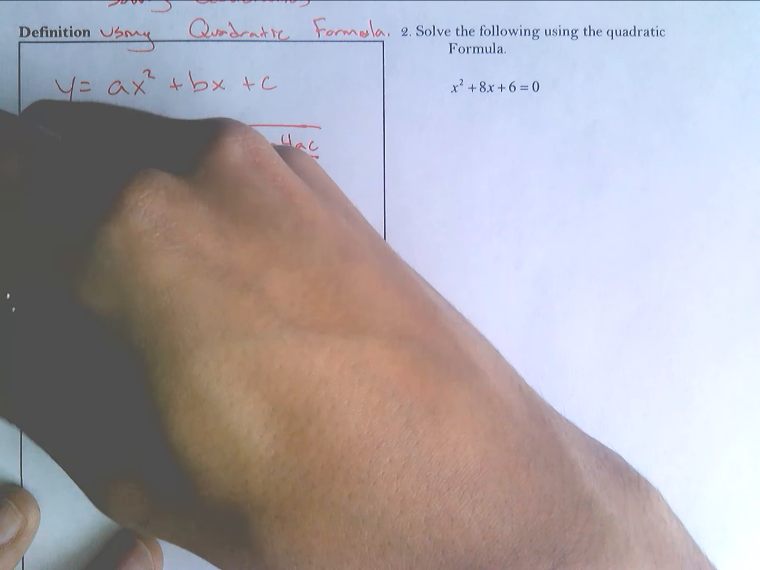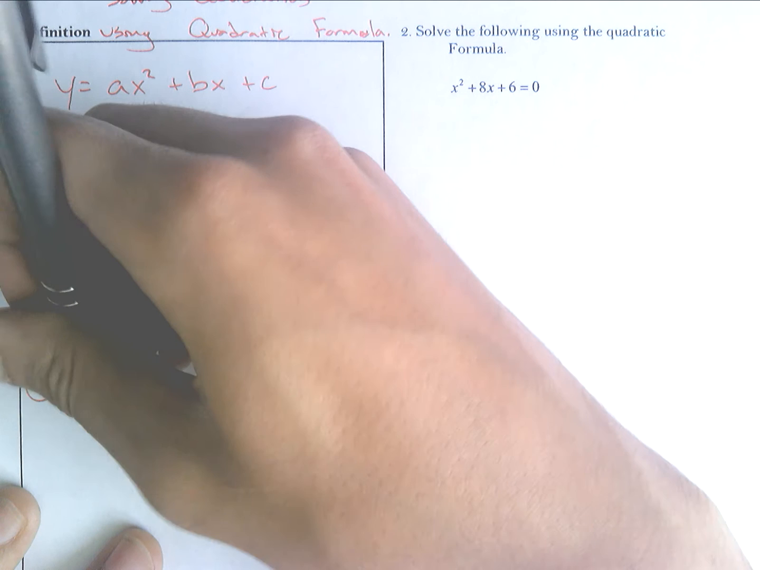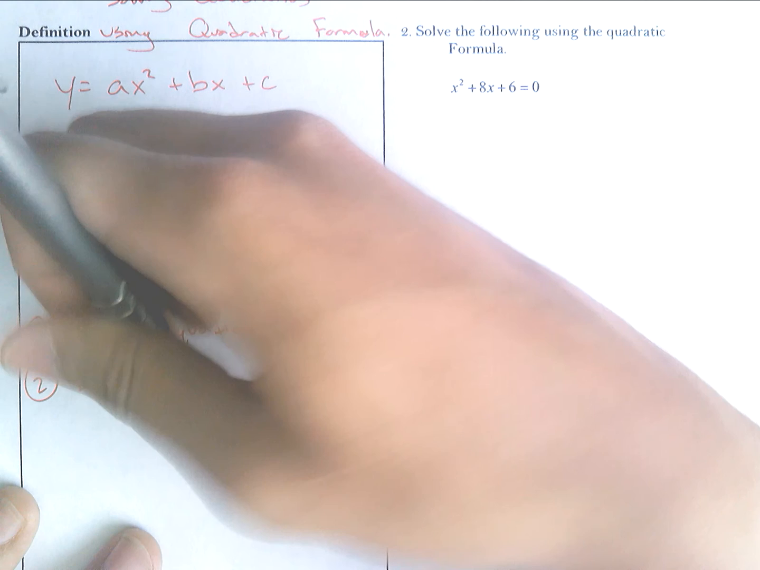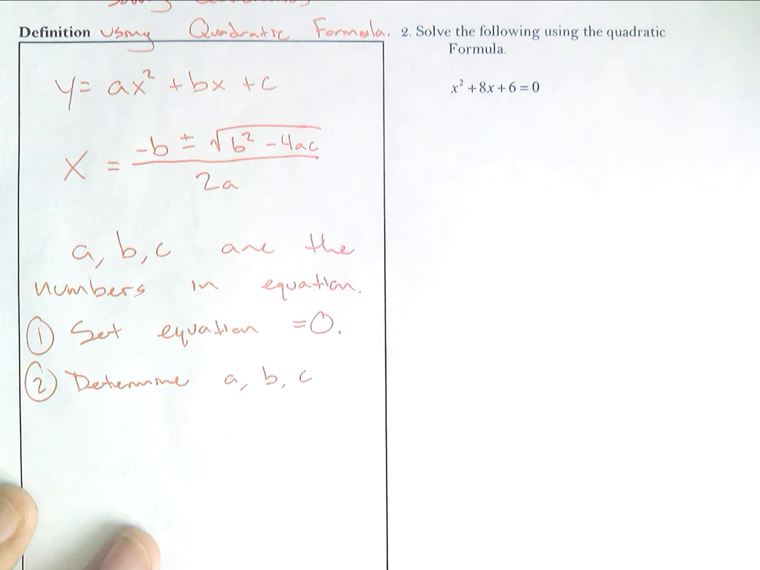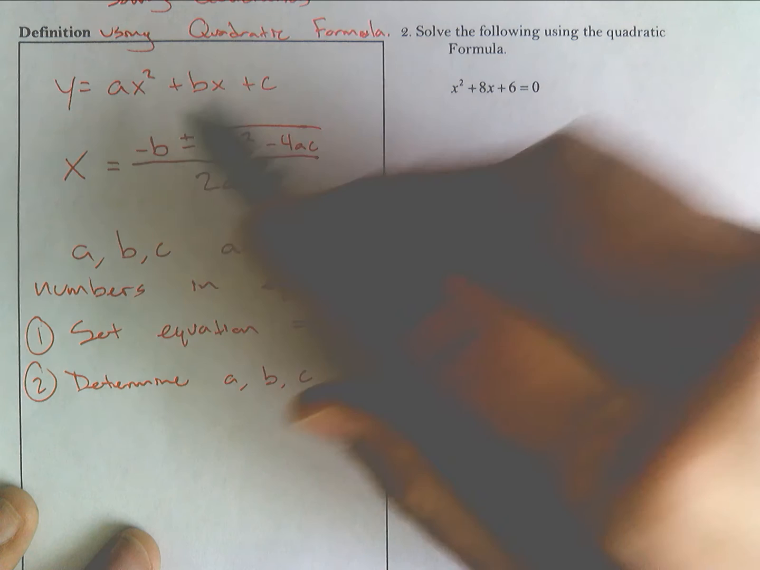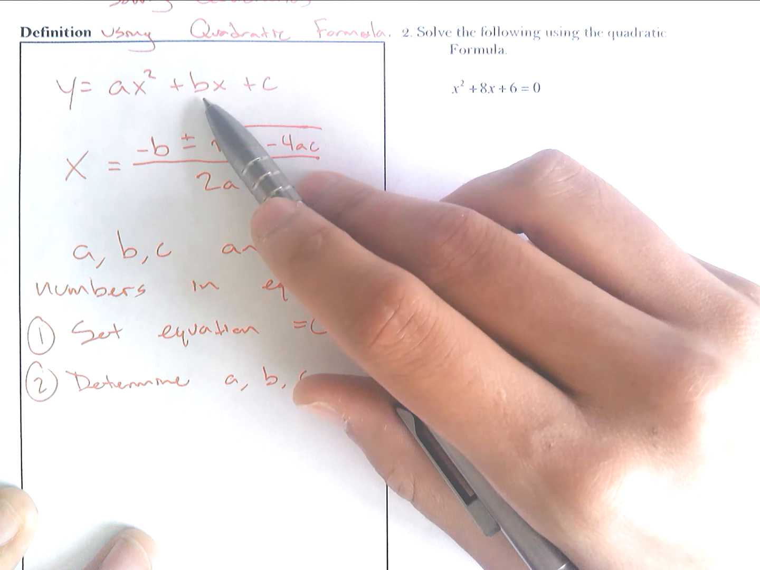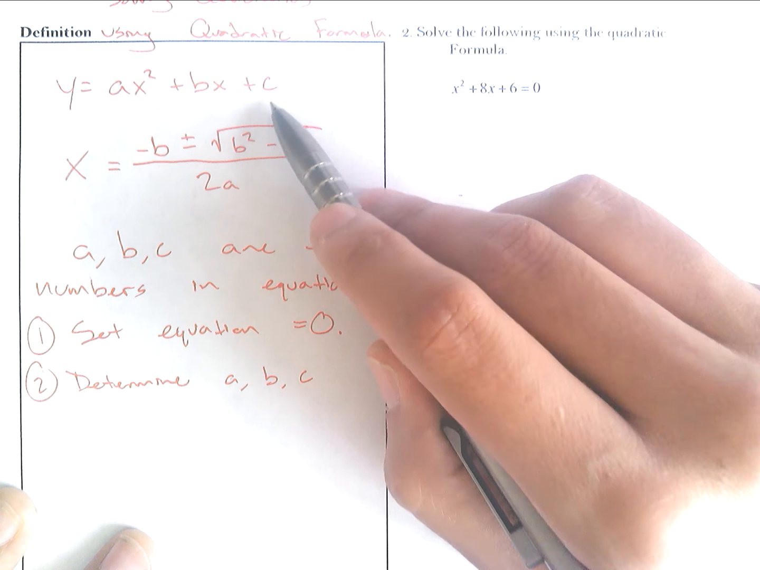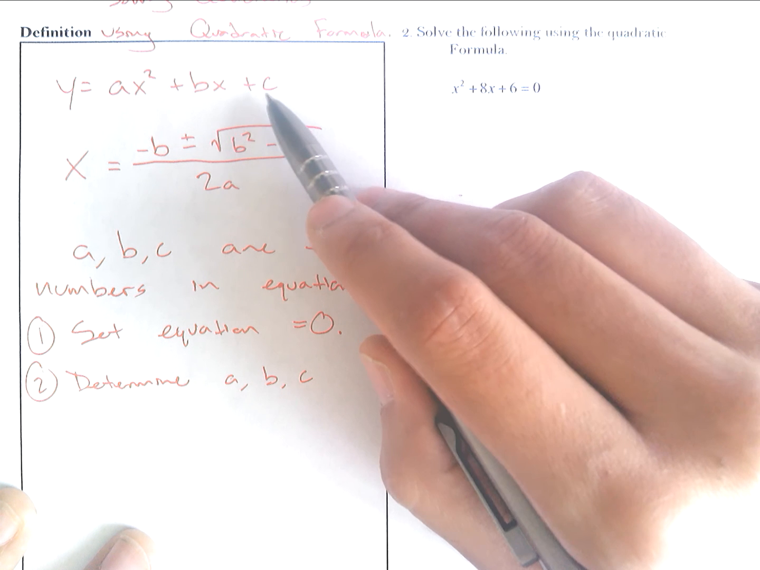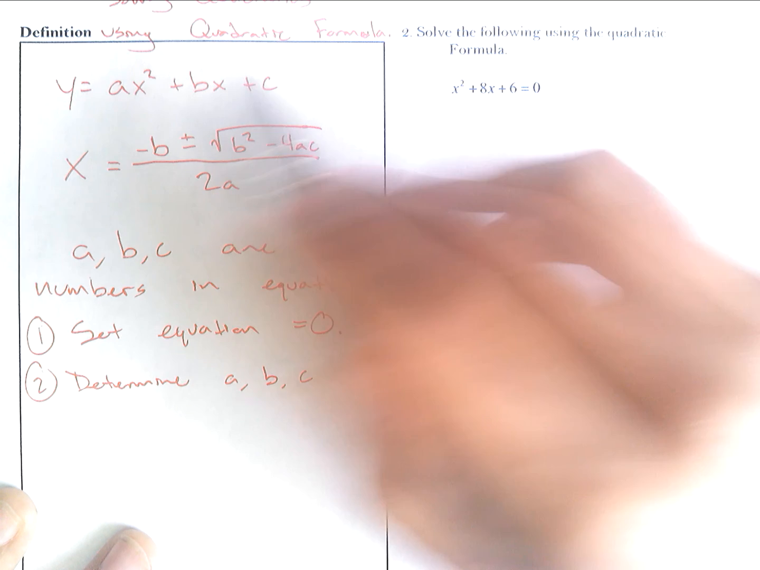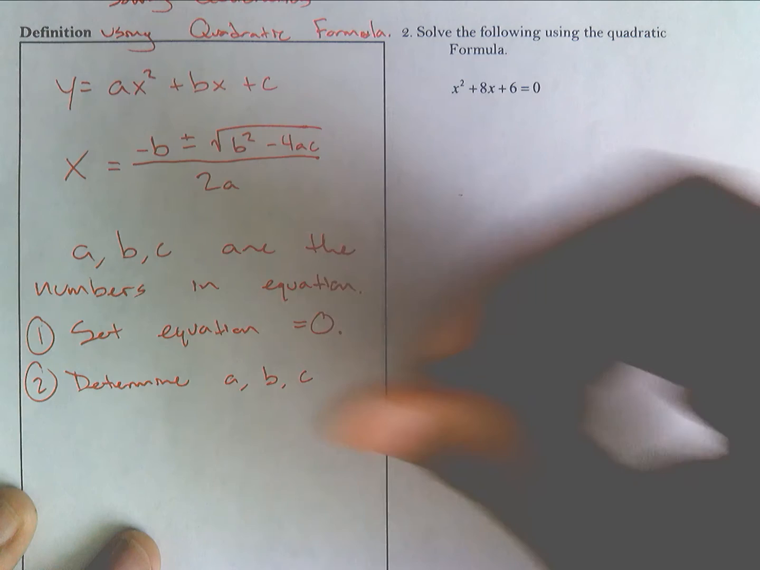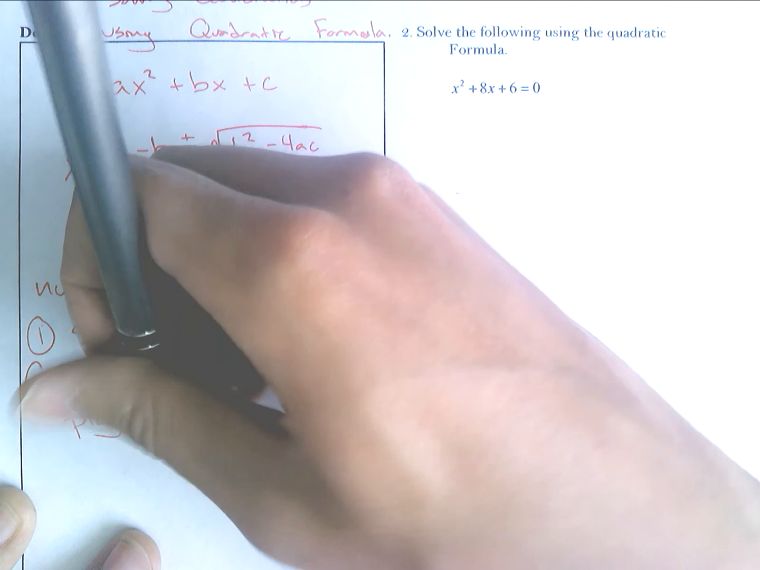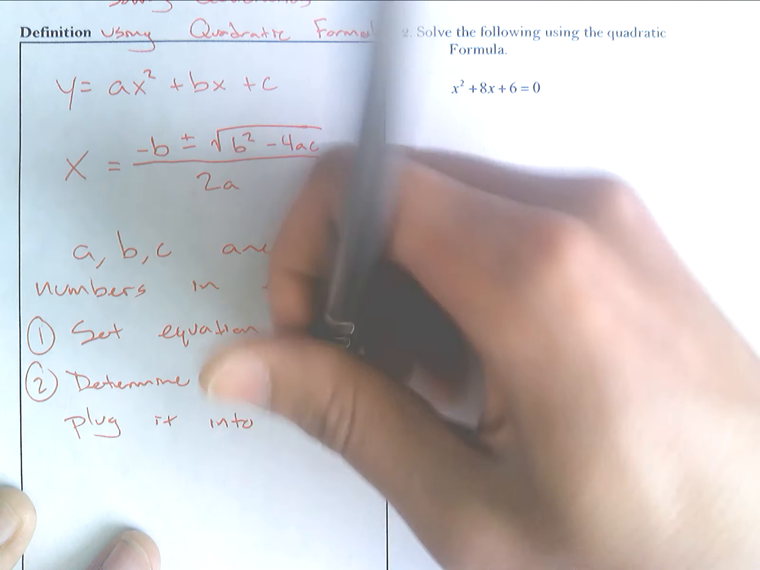Step 2 is to determine a, b, and c, so figure out what those coefficients are. A is always the number in front of the x squared term. B is always the number in front of the x term. And C is just that number, that constant. It helps if you write it in descending power order, or standard form. So determine a, b, and c and plug them into the quadratic formula.